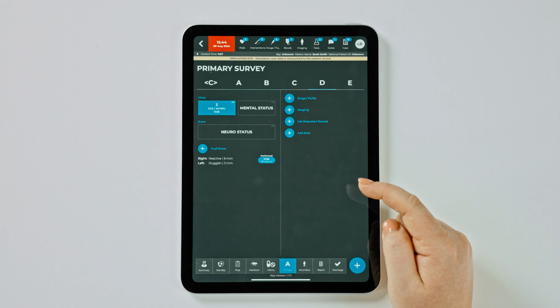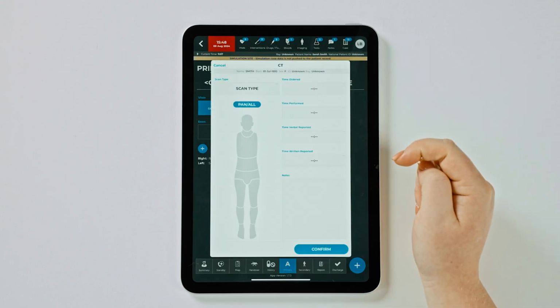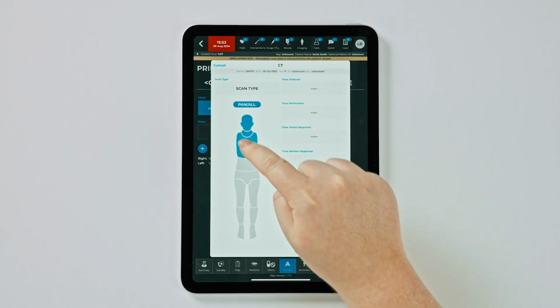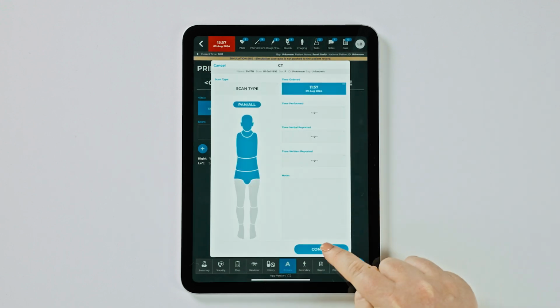And the ED trauma team leader also requests some imaging. He would like Sarah to have a CT of her head and neck, chest, abdomen and pelvis to identify any injuries.